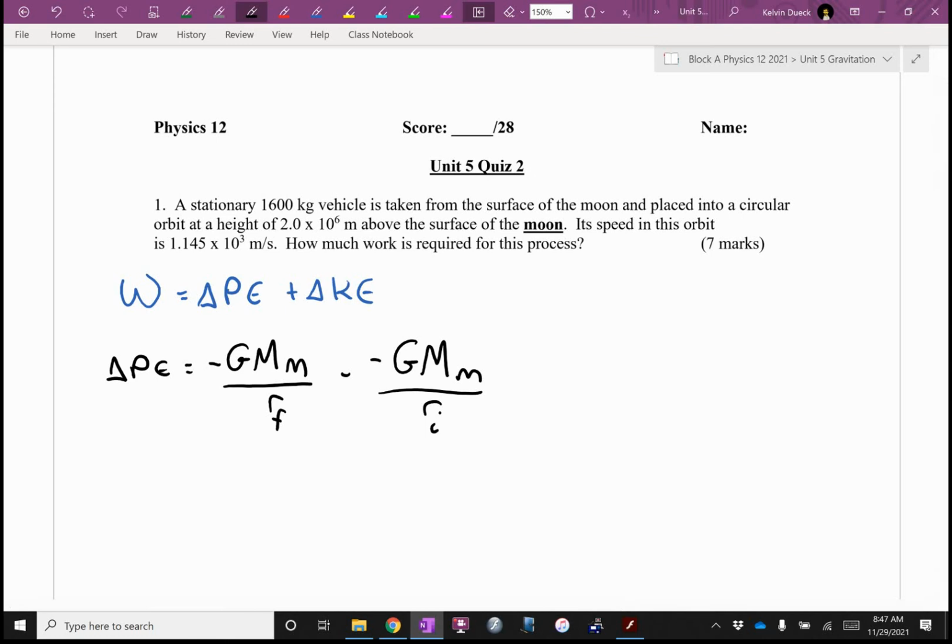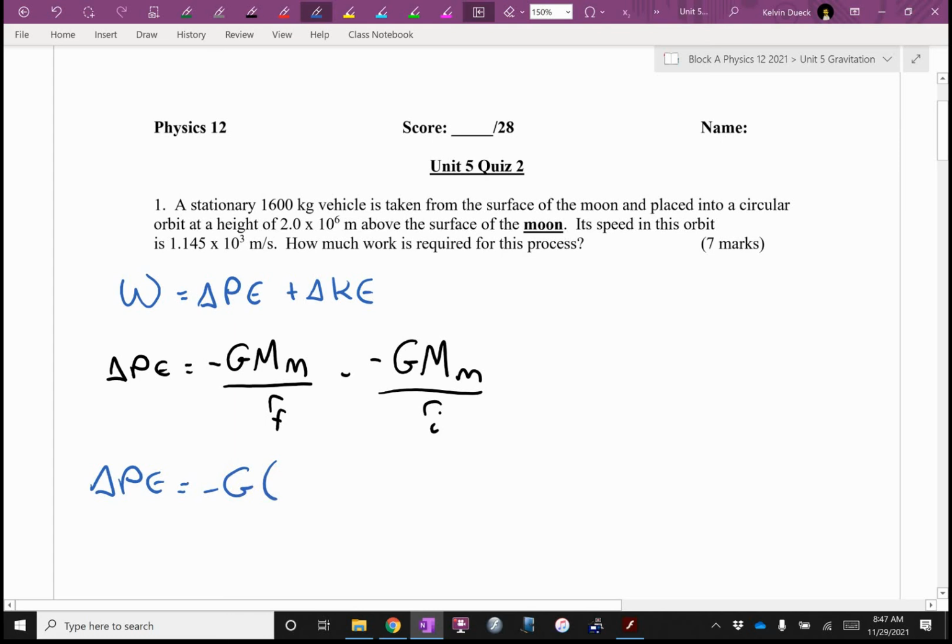I'm thinking, because typically when we did these questions for Earth, we ended up in the 10 to the 10th, 10 to the 11th range, I suspect it'll be less energy than that. Let's plug in our numbers here. It's going to be negative big G. What's the mass of the moon?